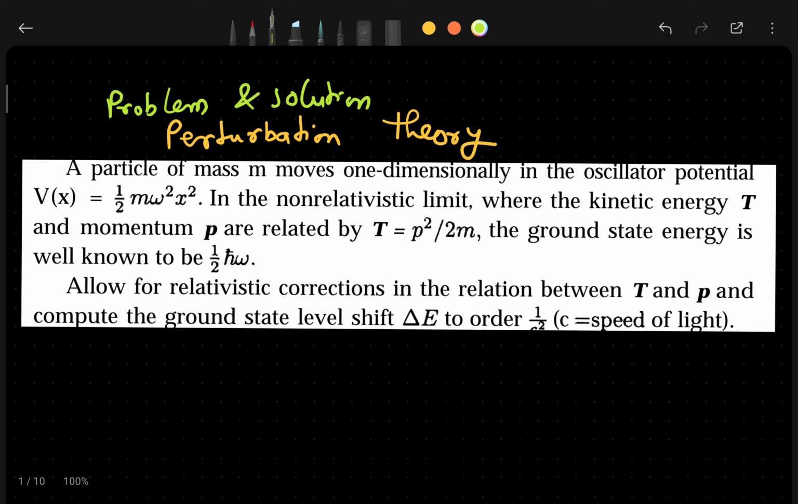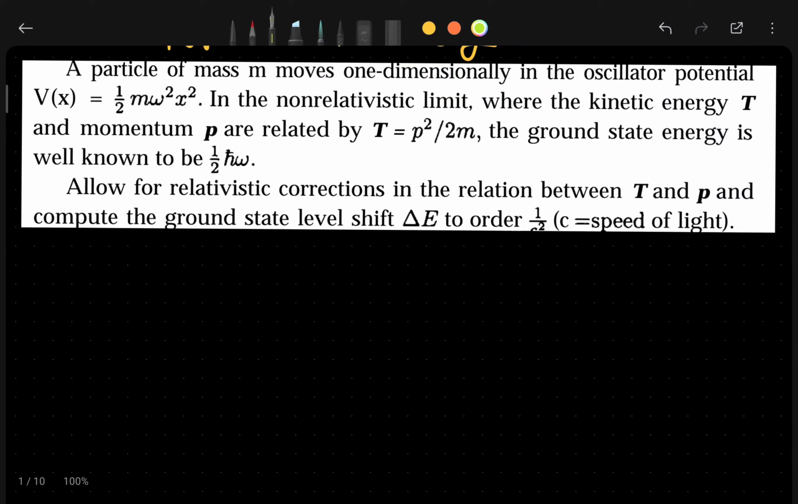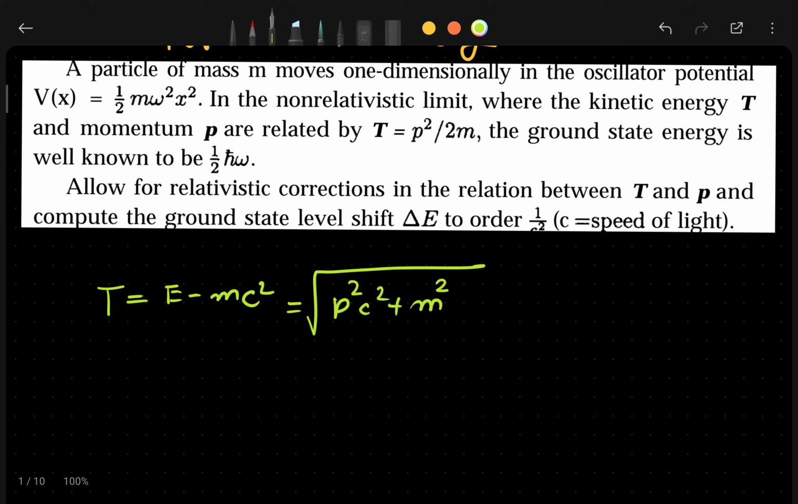The ground state energy is well known to be half h-bar omega. Allow for the relativistic correction in the relation between T and P and compute the ground state energy shift delta E to the order of 1/c squared. So in relativistic motion, the kinetic energy T is T equal to E minus mc squared, and E can be written as the square root of P squared c squared plus m squared c to the power 4, minus mc squared. Here m is the rest mass.